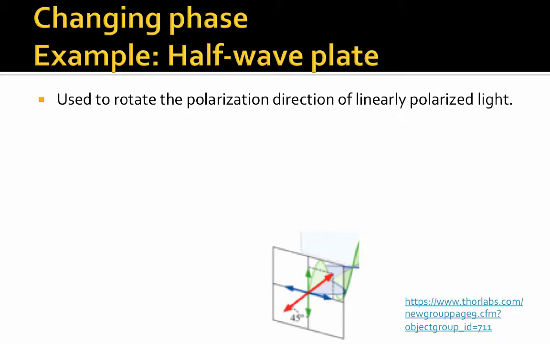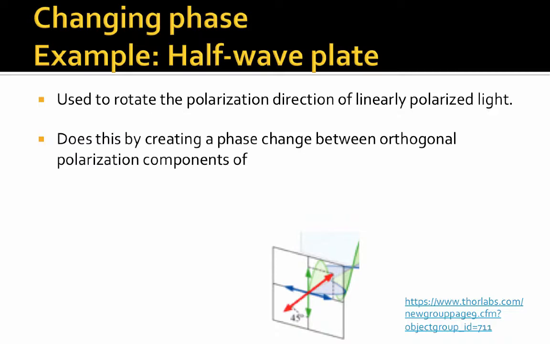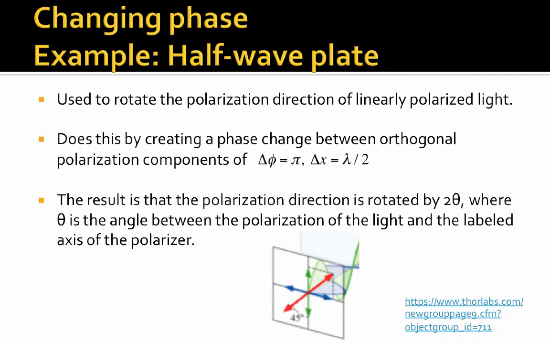What a half-wave plate is for is to rotate the polarization direction of linearly polarized light. It does this by creating a phase change between orthogonal polarization components. And in the end, our polarization direction is rotated by 2 theta, where theta is the angle between the polarization of the incident light and the axis of the half-wave plate.